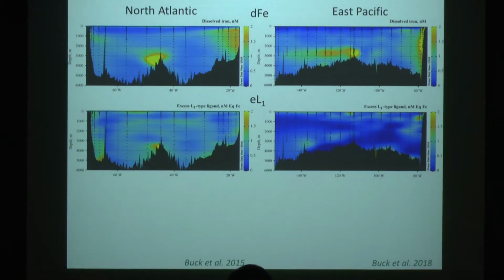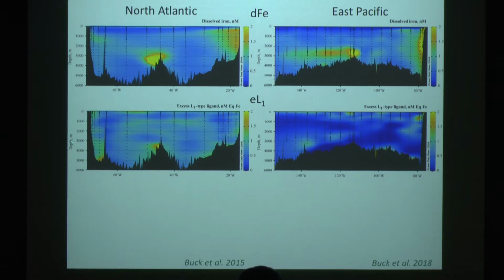When we look at the excess L1 type ligands, the part of the ligand pool we really care about, we see something very different between the North Atlantic and the North Pacific. I kept the concentration scales the same. So you can see, again, all the little black dots, those are where we have actual samples that we analyzed. This took a lot of time for me.